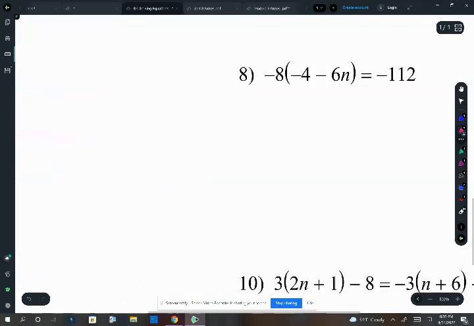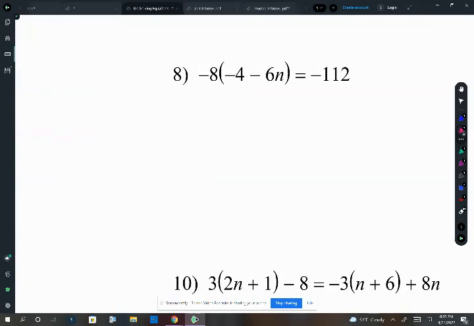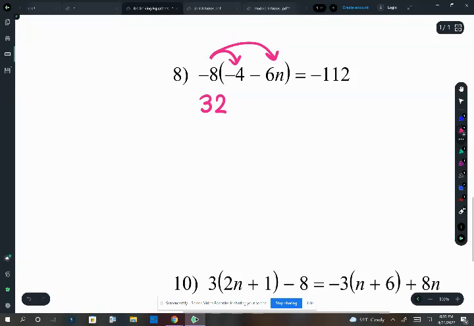As you look at number 8, it has parentheses, and so we have a couple options. One option is we can distribute that negative 8. Another option is we could see if negative 8 divides evenly into negative 12. But most of you like to do distributive property when you see those parentheses, so we're just going to do that. So negative 8 times negative 4 is positive 32. Negative 8 times negative 6 is positive 48. And then the right-hand side is going to stay negative 112.